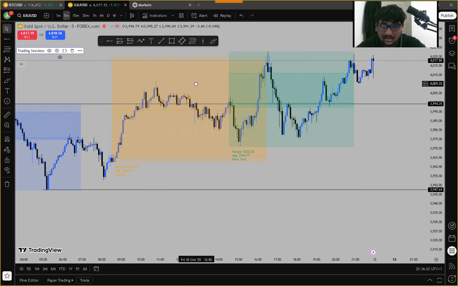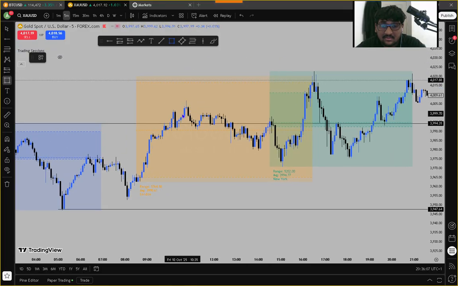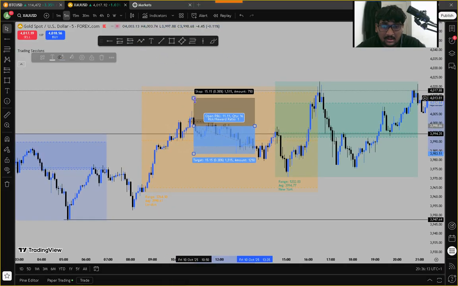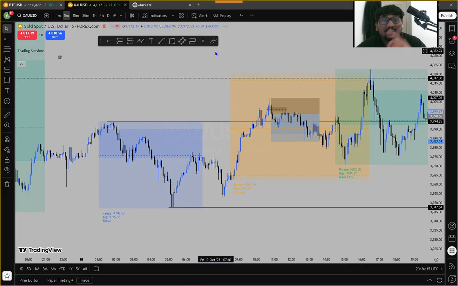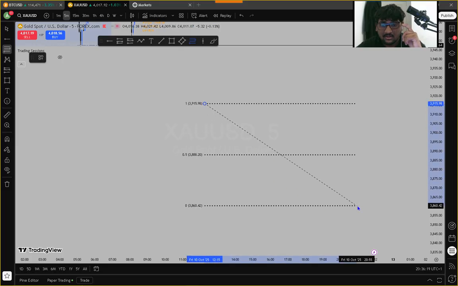After we took out this 5 minute, we see an inverted fair value gap. Perfect. Here we enter on this inverted fair value gap as soon as it closes, put a stop loss above this, and with the Fibonacci tool, let me show you my settings first and then I'll explain how I use it.